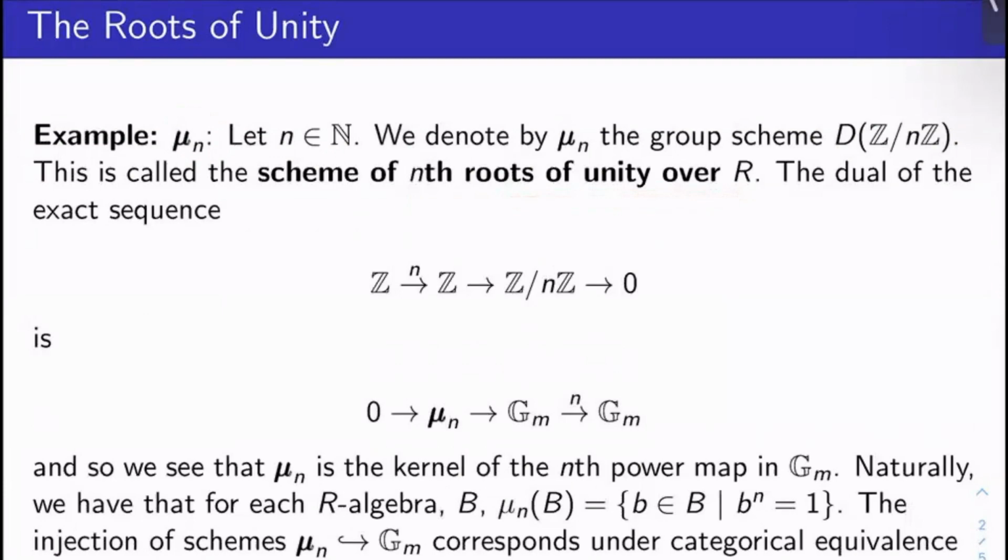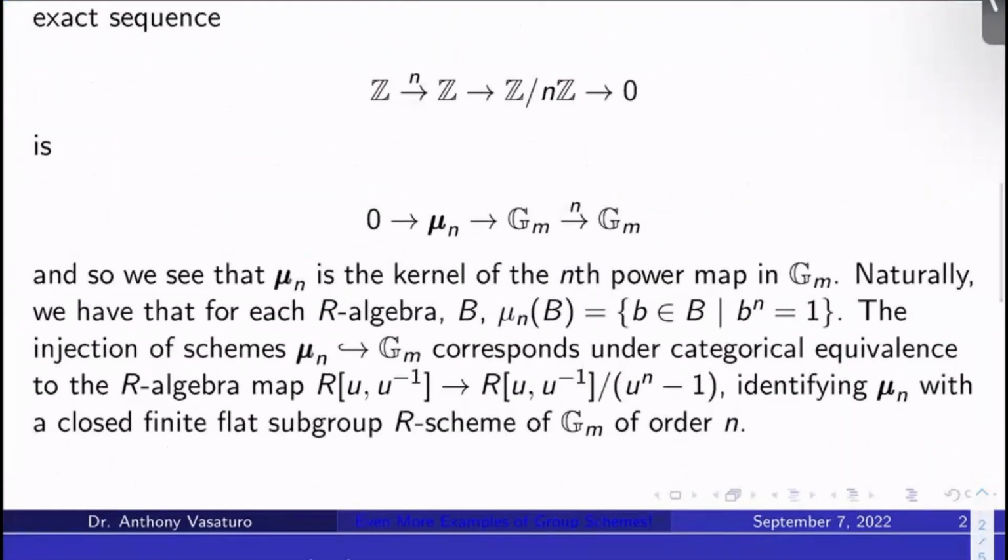Now, if you take the dual of the exact sequence Z to Z to Z mod nZ to 0, where the first map is just multiplication by n, and by dual, I mean take D of all three of these. We know from the last video that this turns right exactness into left exactness. And then by definition, we end up with an exact sequence from 0 to mu sub n to G sub m to G sub m. And so what does that tell us? That tells us that mu sub n is just the kernel of the nth power map in G sub m.